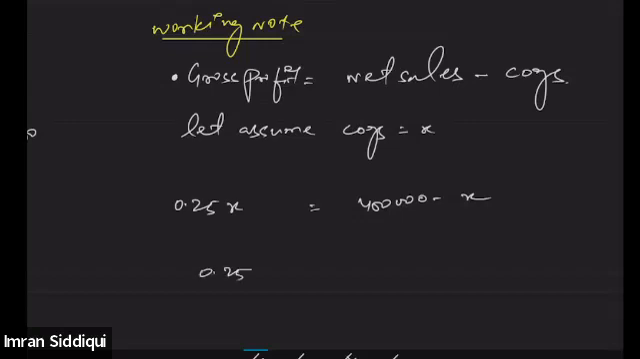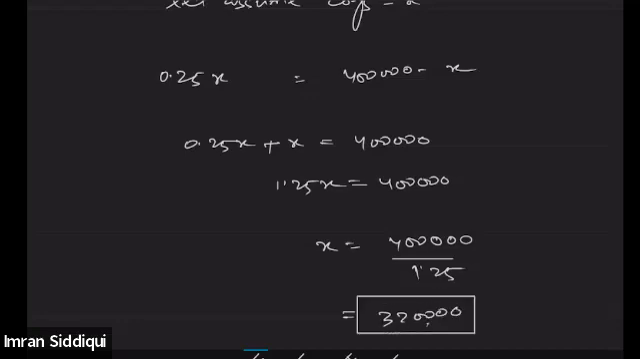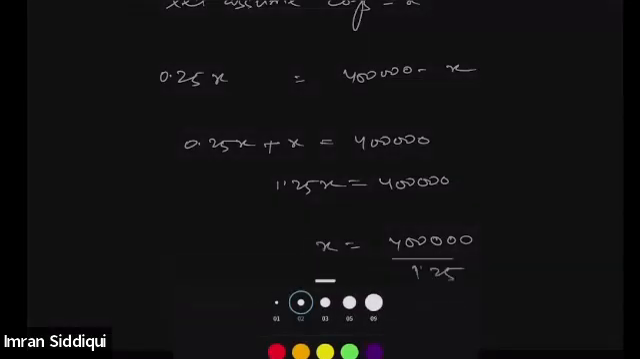So 0.25X, and this minus X can be taken on the left side of the equation. It will become positive X plus 0.25X equal to 4 lakh. Can we also write this way? It will be 1.25X equal to 4 lakh. Can we do that? And now we will divide 4 lakh by 1.25. Is that clear? Yes or no? Yes, sir. So this way we'll get the value of cost of goods sold at 3,20,000. This is COGS, right?